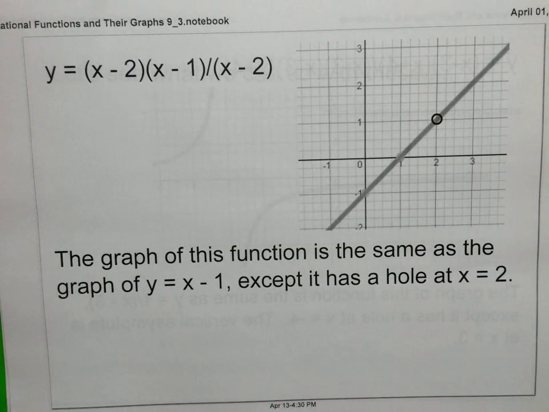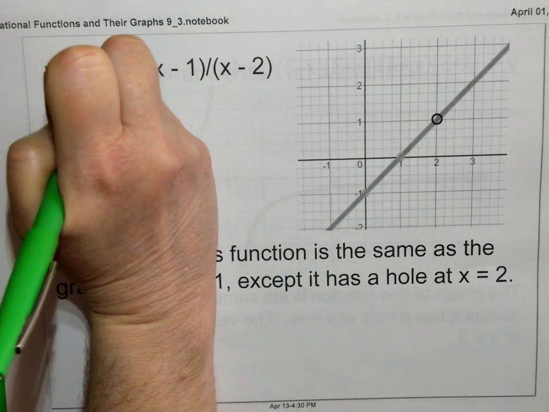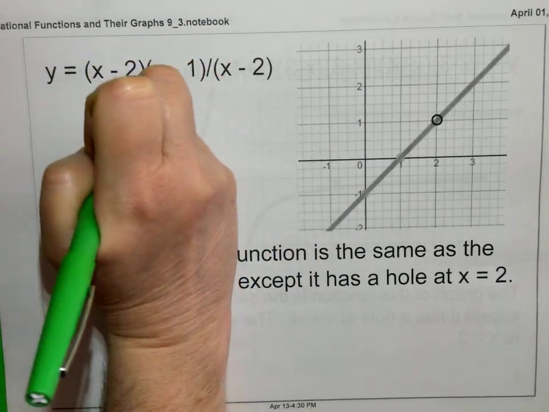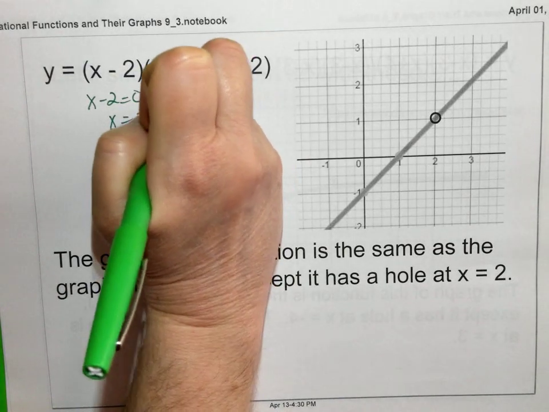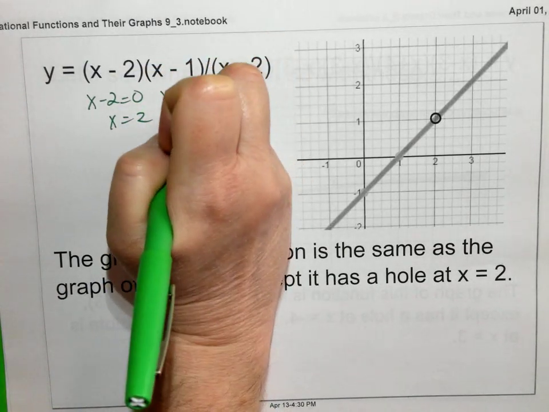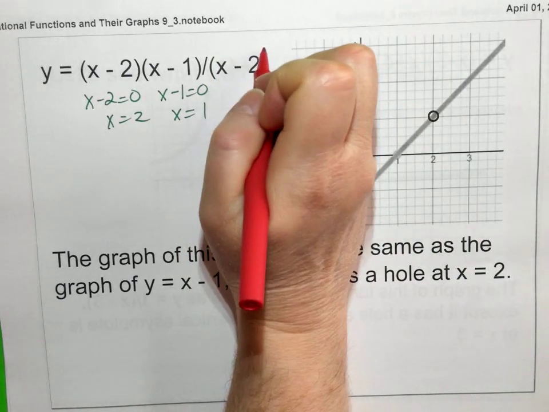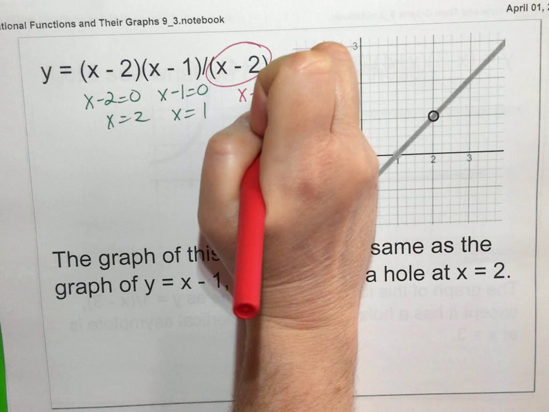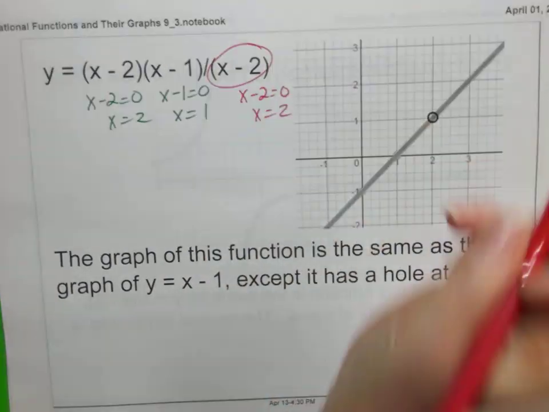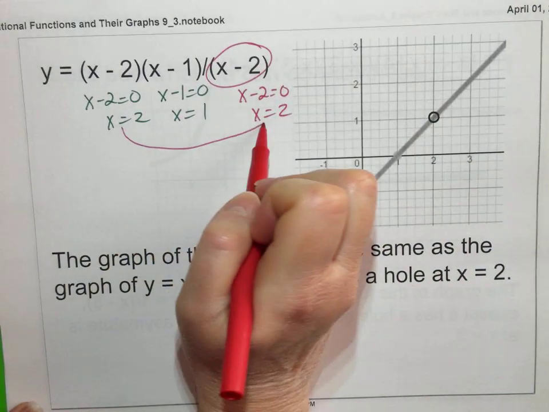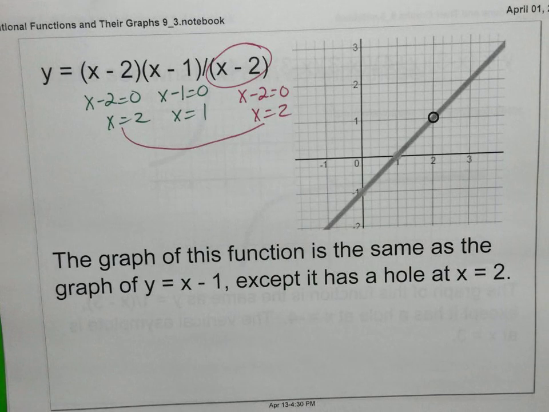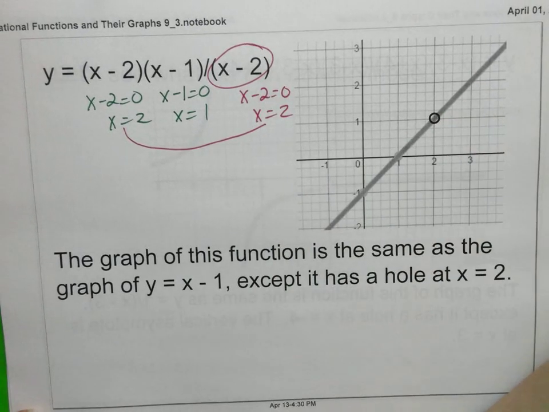Okay, take a look. I do the numerator. I have a 0. So x equals 2. I have another 0. X equals 1. I go to the denominator. So x equals 2. Wait a minute. They both have an x equals 2. So there's a hole in the graph.